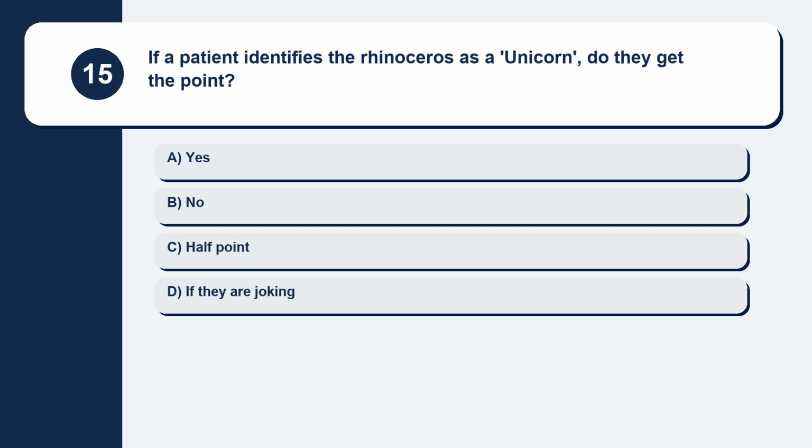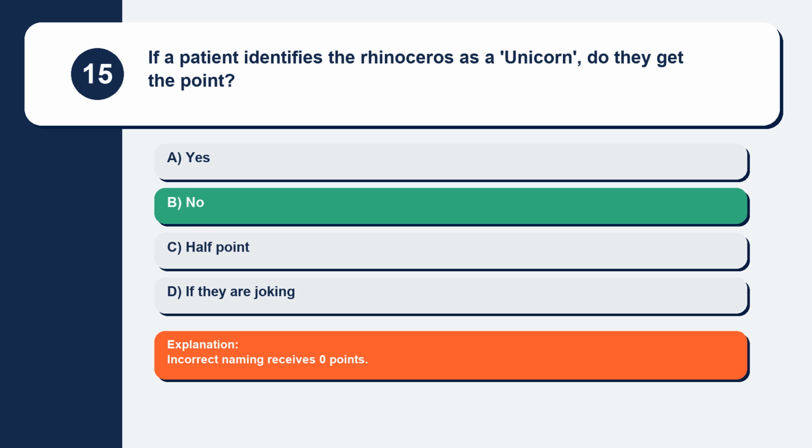Question 15. If a patient identifies the rhinoceros as a unicorn, do they get the point? Yes. No. Half point. If they are joking. Incorrect naming receives 0 points.